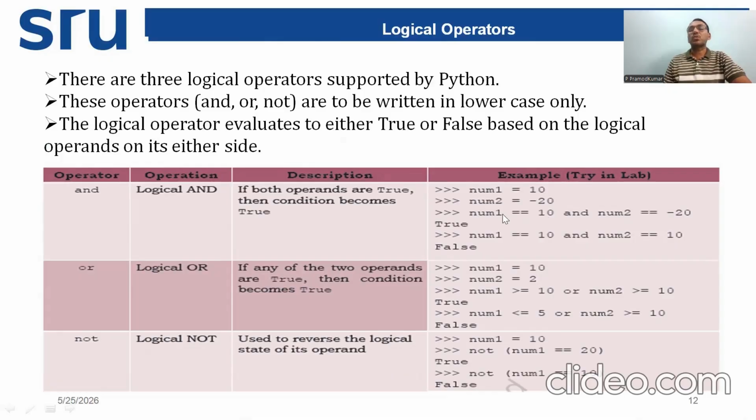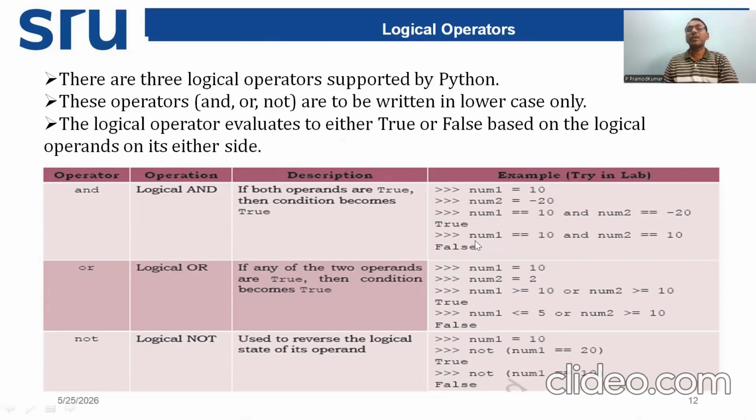Of course, that is true. Then number 2 is equals to minus 20. That is also true. True and true becomes true. So the logical AND operation result is true when both of them are true. If any one of them is false, the result becomes false.